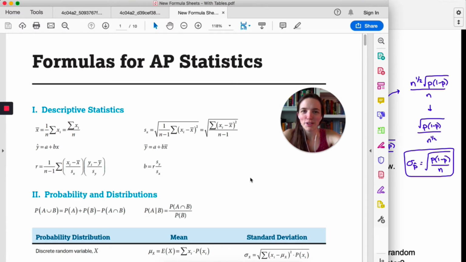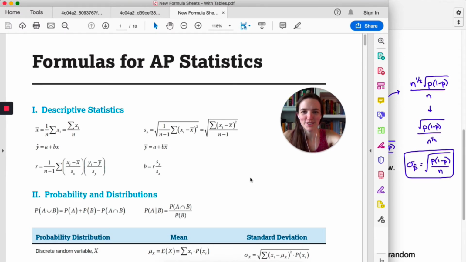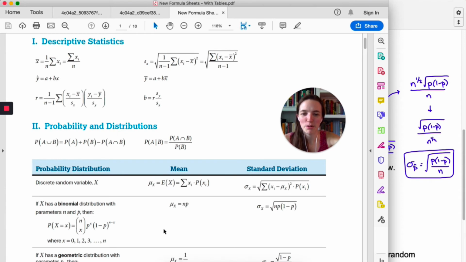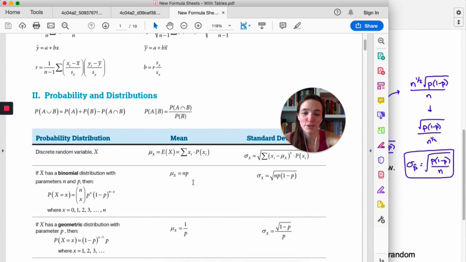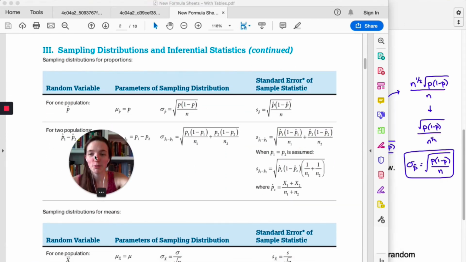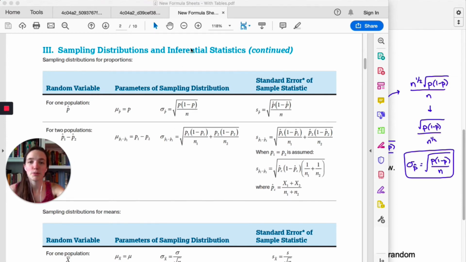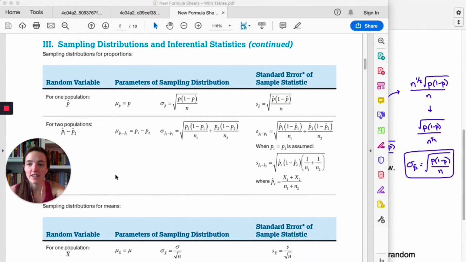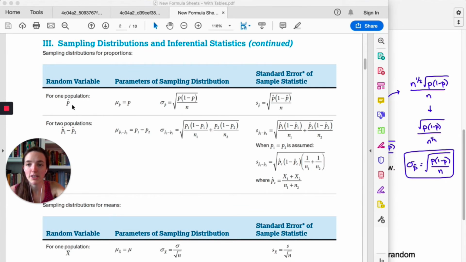And you guessed it, you don't have to memorize these formulas because they're on the formula sheet. So we're no longer in probability, we've gone past that, although we kind of used the binomial formulas here. We're actually on the second page of the formula sheet. Part 3 says sampling distributions and inferential statistics, and over here you can see for one population p hat. Here it gives you the parameters of the sampling distribution. So the mean of p hat equals p, the standard deviation of p hat is the formula I just wrote down. I'm tired of saying it.